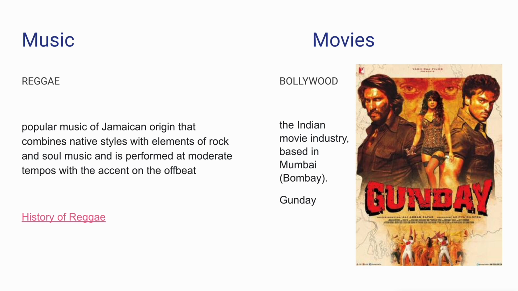Movies, for example, Bollywood, which is a play on the word Hollywood. This is the movie industry out of Bombay, which is known as Mumbai now. And one of the movies that I like is called Gunday, and there's a picture of it there. And so there's a really good music video I like from that movie. And so a lot of the Bollywood movies have a lot of music, a lot of dancing.